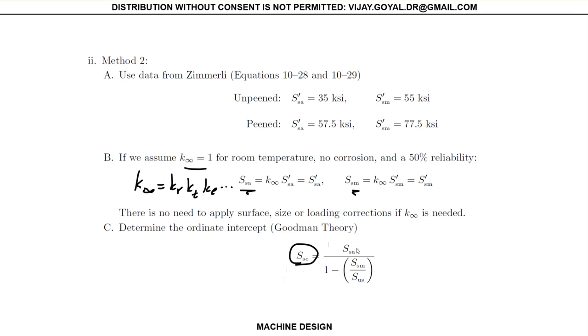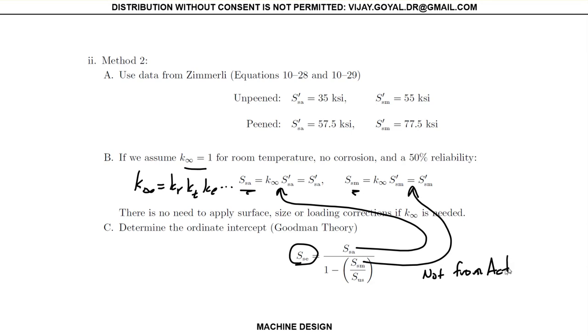Please note that these values come from here and this value comes from here. This is not from your actual load, okay? This comes from this data, okay? It's all related here, okay? From here, then you can calculate this value. So this is just material-based information.